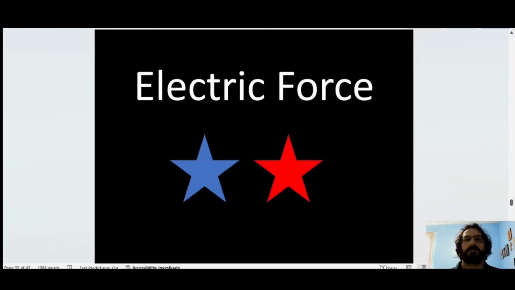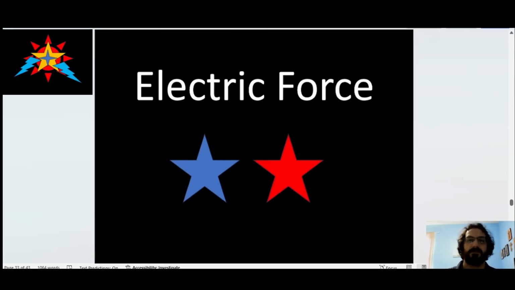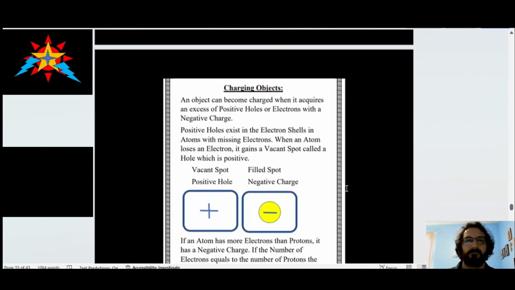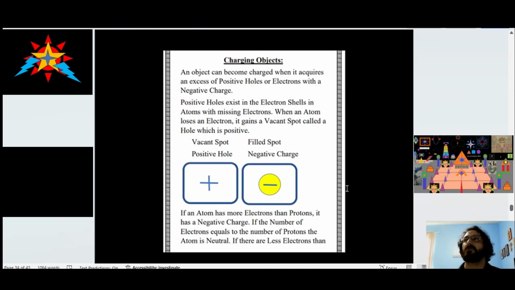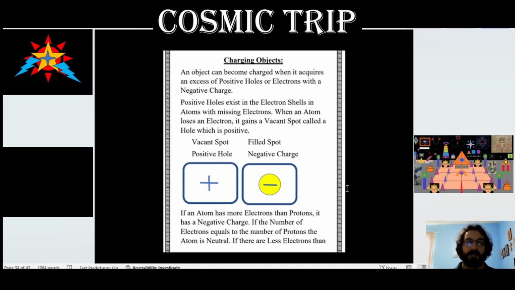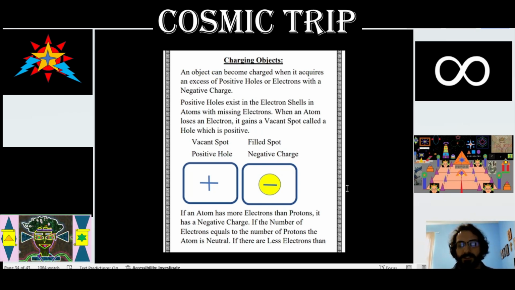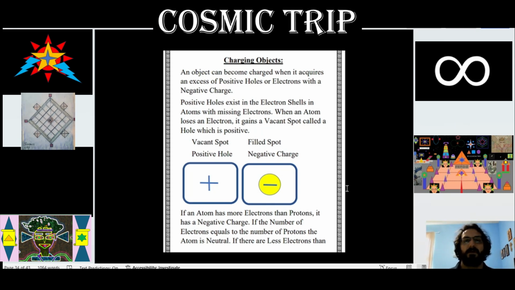Everyone, today we're going to talk about electric forces and fields. So the first thing to know is that electric forces and fields arise from charges, right? For example, an object can become charged when it acquires an excess of positive holes or electrons with a negative charge. Positive holes exist in the electron shells of atoms with missing electrons.